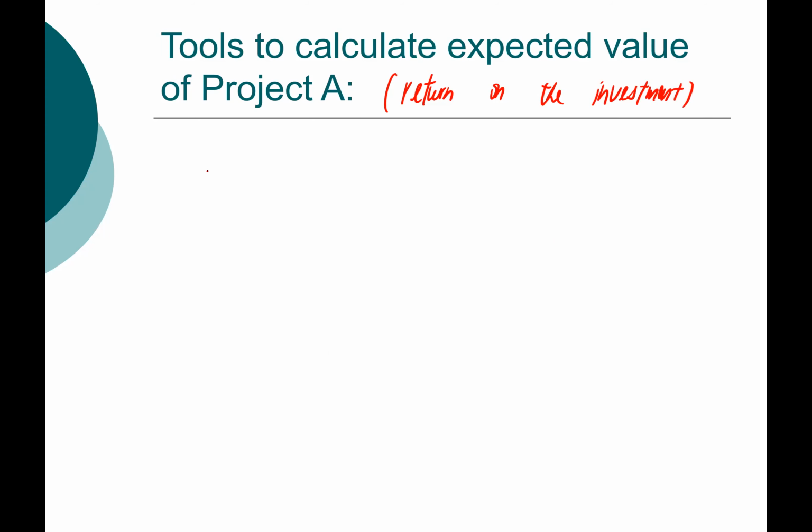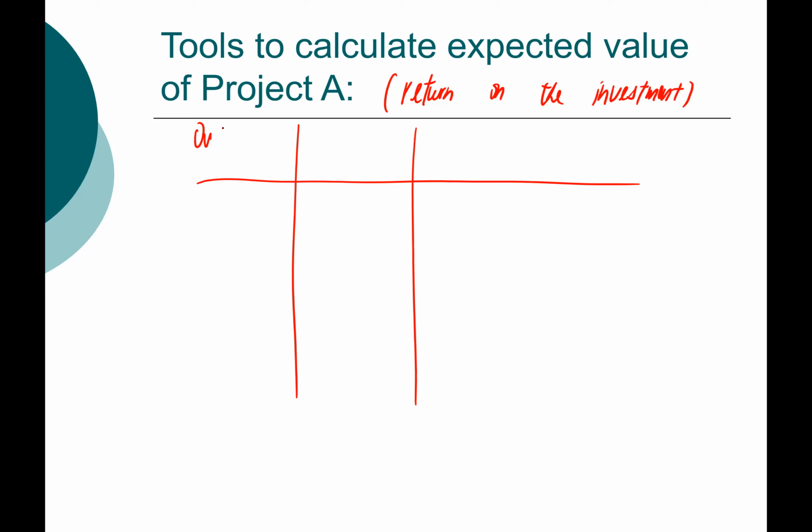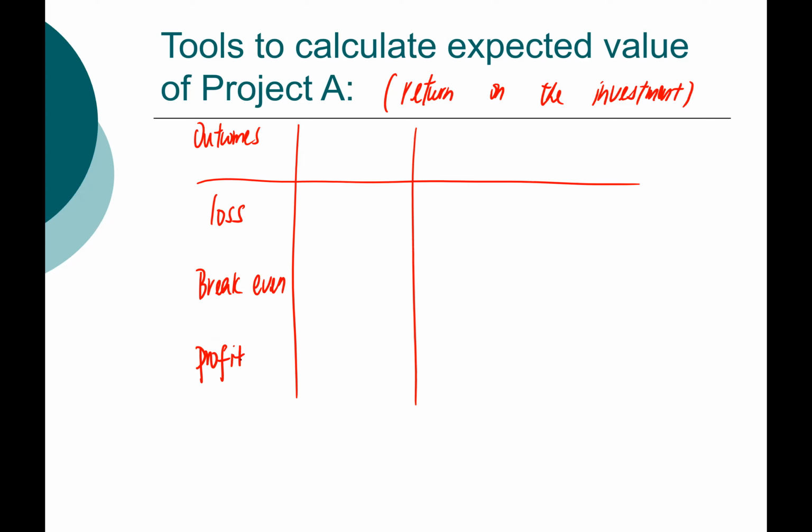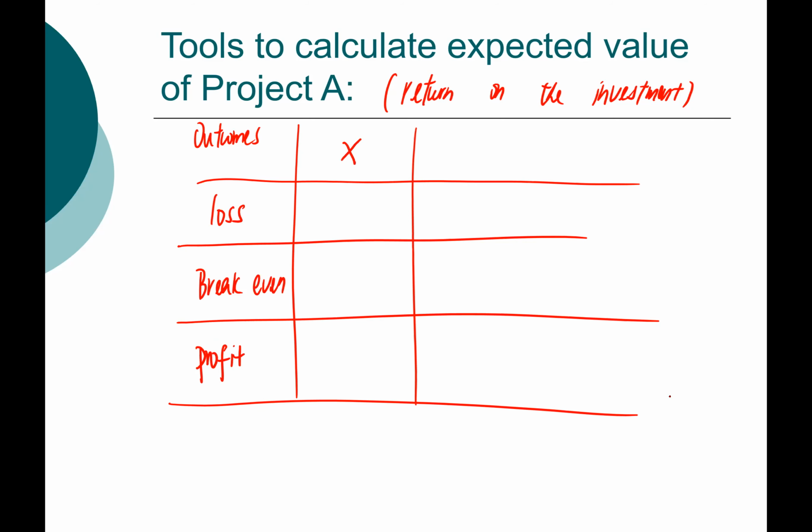So you calculate return on investment in project A. Typically a table will help. So you look at all outcomes. You have a loss case, you have a break even, and also a gain case, a profit. I think they use profit, so let me use profit as well. Loss, profit, break even. Very standard concept in the business field. And that's the outcome. And the associated monetary reward or loss, we can look at that as well. And after that, we look at the probability of X.